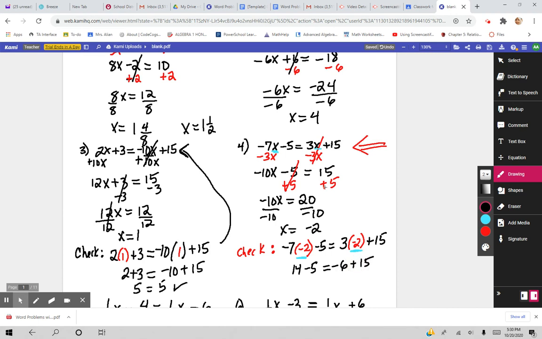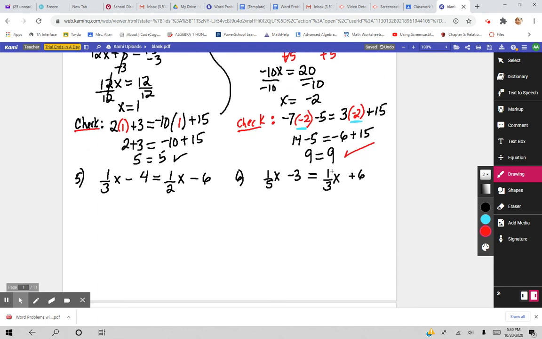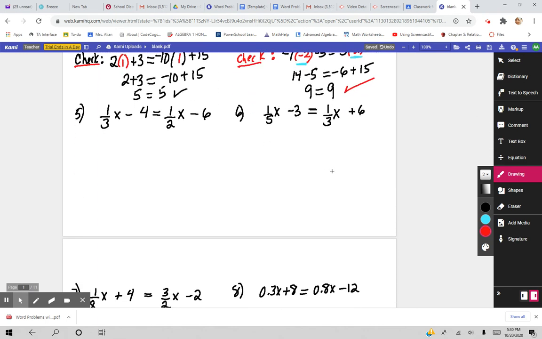So 14 minus 5, that's 9. And -6 plus 15, that's 9. So then our solution, x equals -2, is correct because we just checked it and we got a true equation. Okay? All right, let's go to the next set of problems.